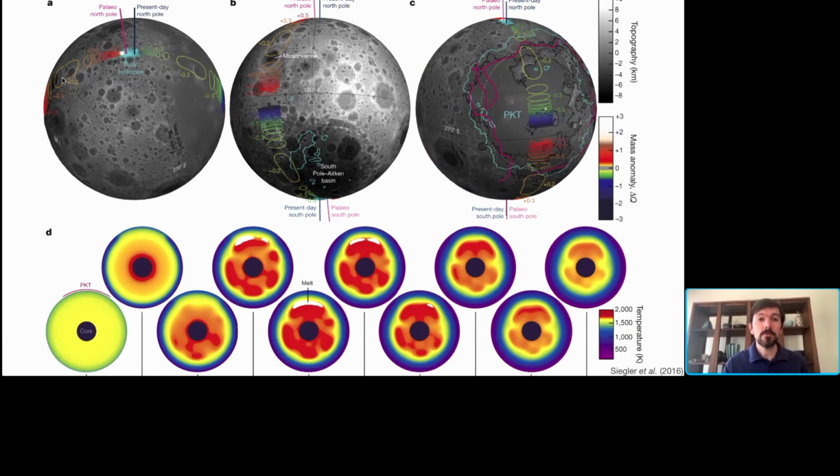As I was mentioning, true polar wander could have a large effect on the survival of volatiles at the poles. In this paper by Mazarico in 2016, it was proposed that the PKT region formation, due to mantle convection, could have changed the polar axis by as much as 60 degrees over the history of the Moon. So bringing further evidence of such a large polar wander would be very interesting.